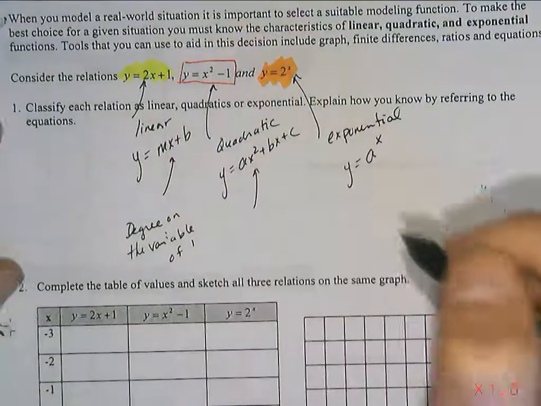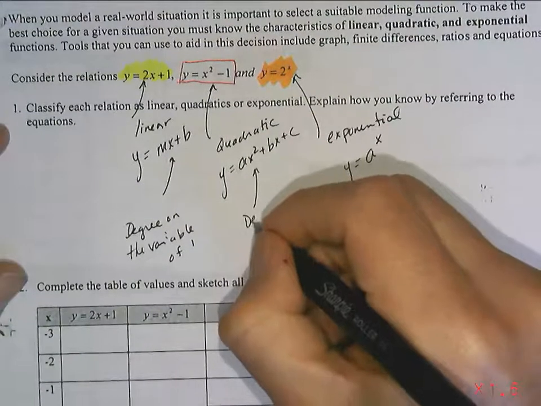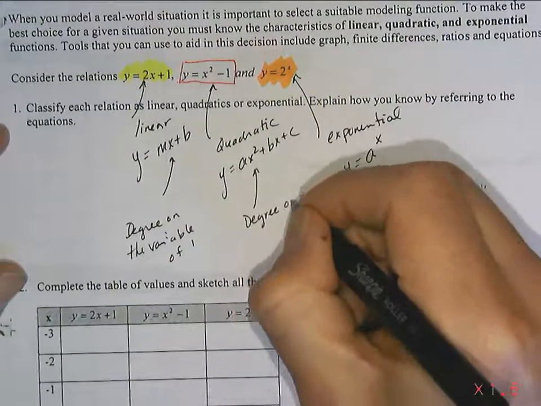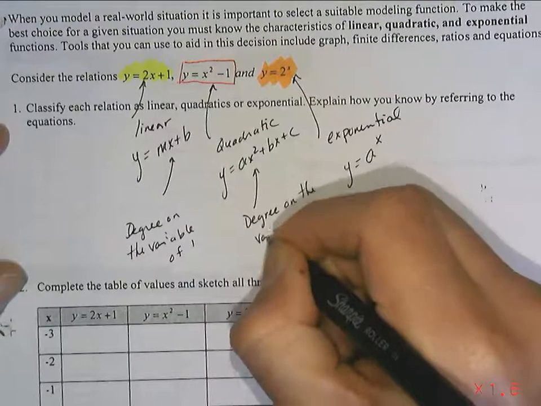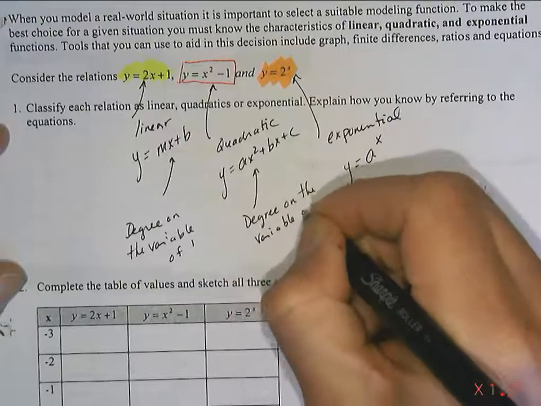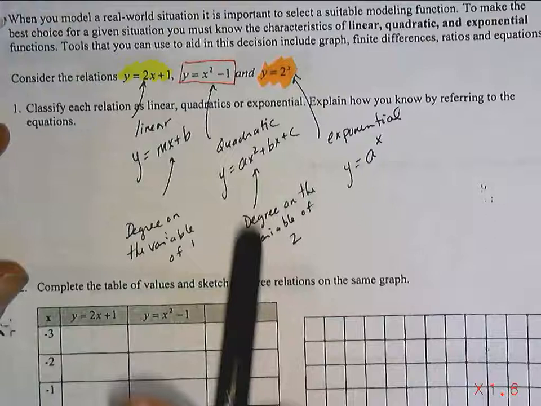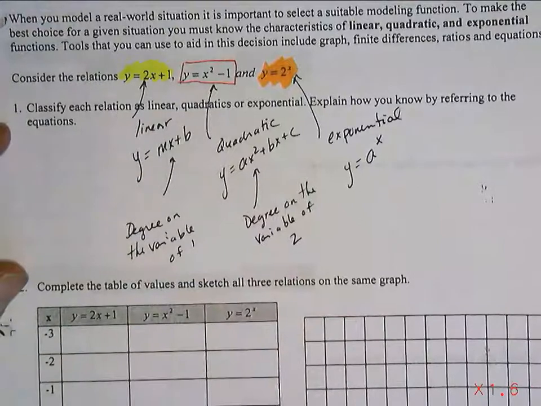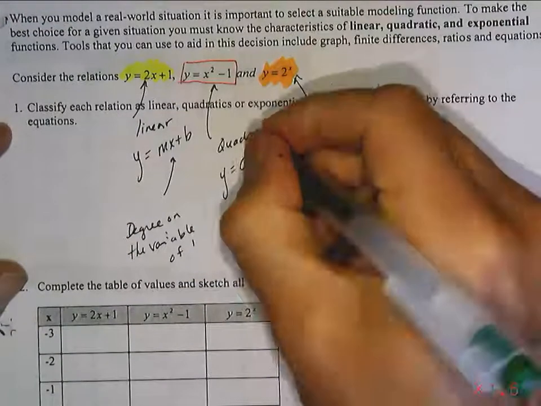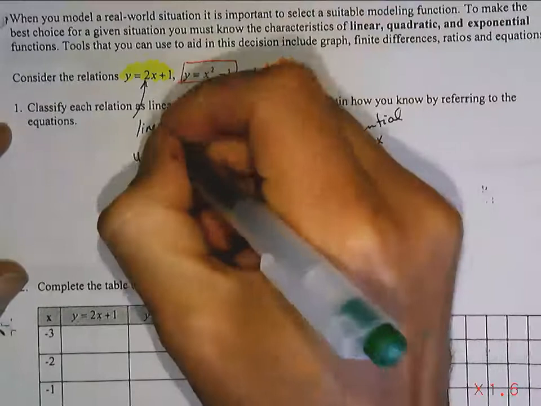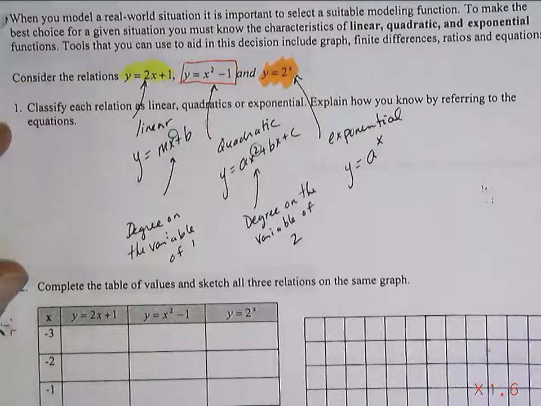This one is quadratic because it has a degree on the variable of 2, which means that there's that little 2 up there. So this has a little 2 up here, and this one has a little invisible 1 up there.